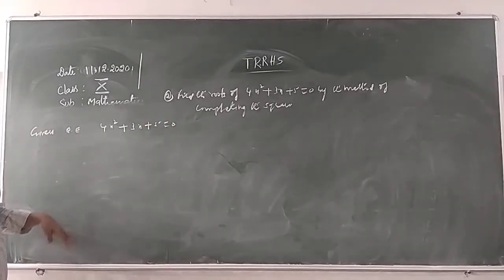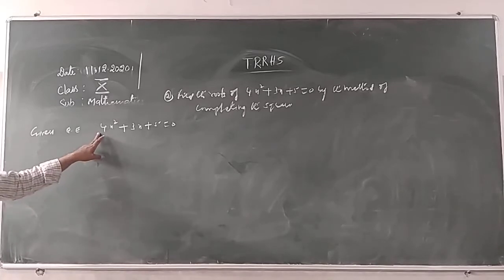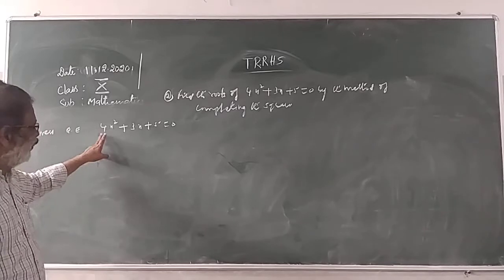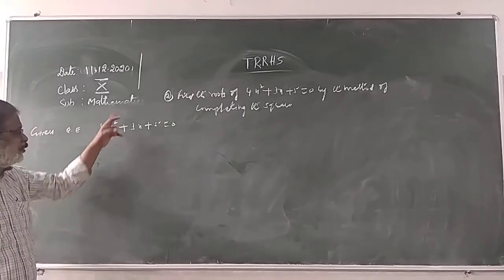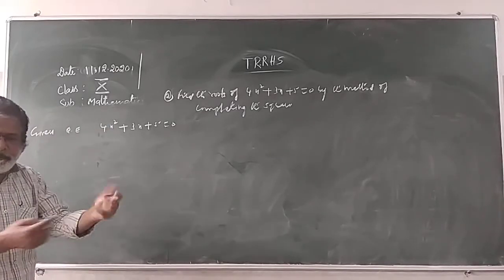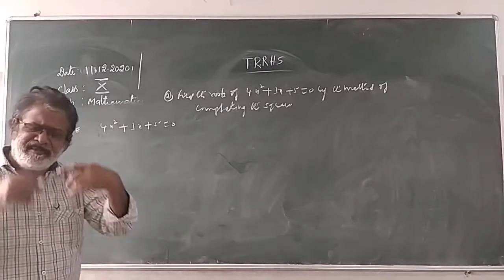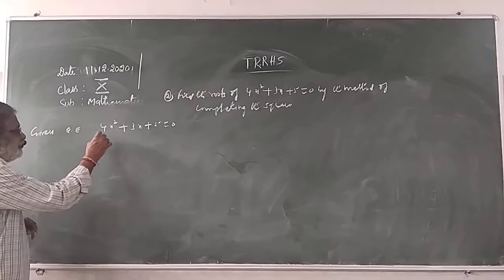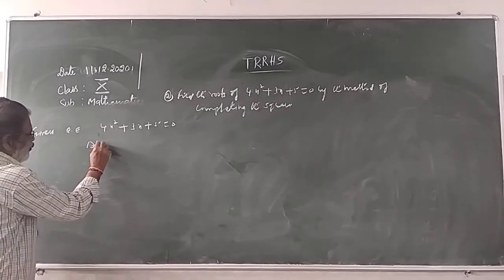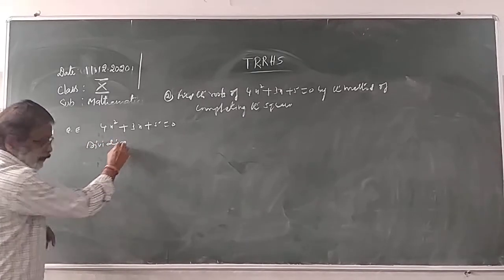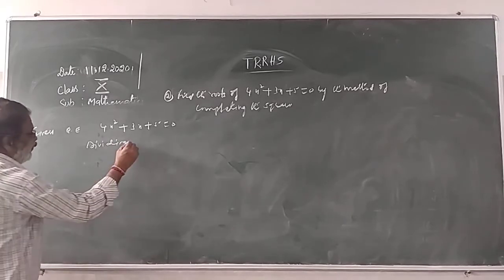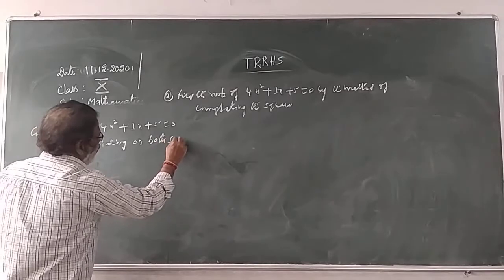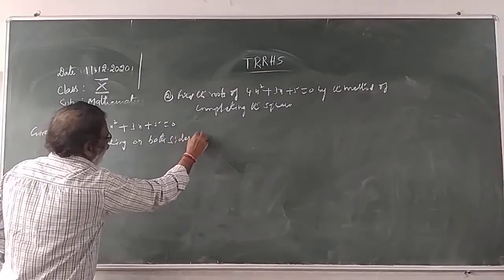To make it a perfect square, you see the second degree coefficient. How much? 4. The second degree coefficient always must be 1. You make it 1. To make it 1, 4 should be divided by 4 only. The x square coefficient is 4, divided by 4. If it is 5, divided by 5. If it is 6, divided by 6. If it is 7, divided by 7. That you remember. So, dividing on both sides by 4.